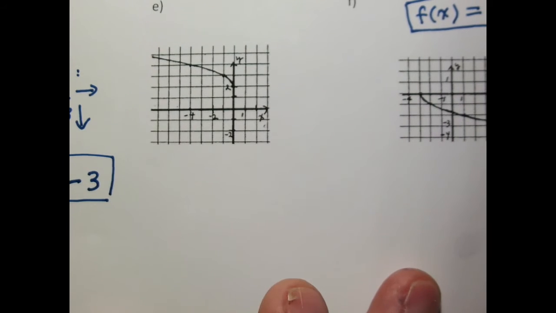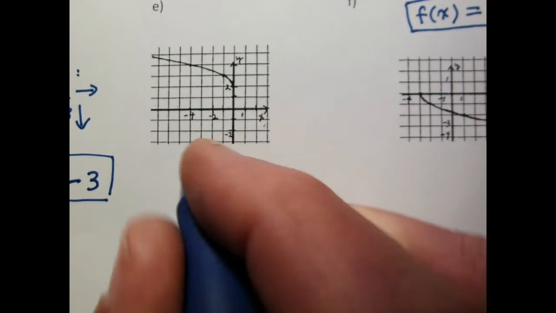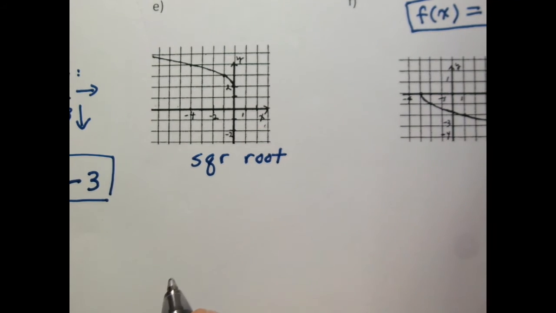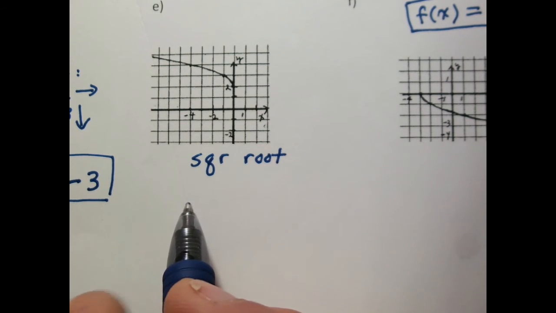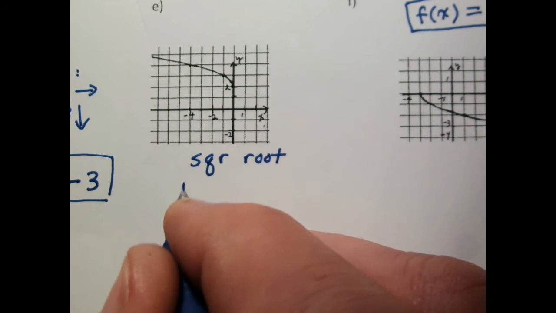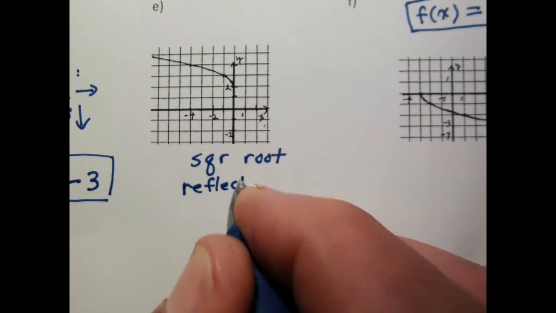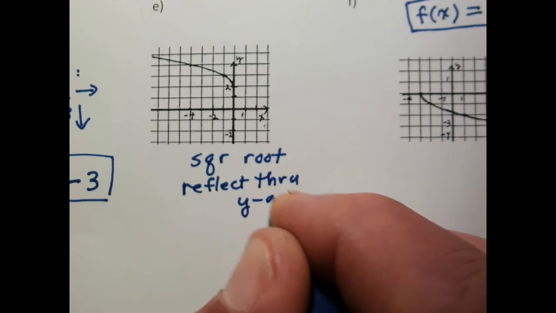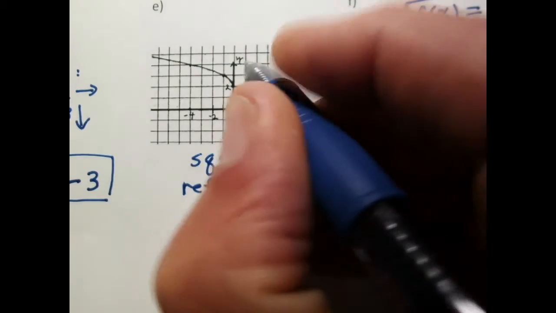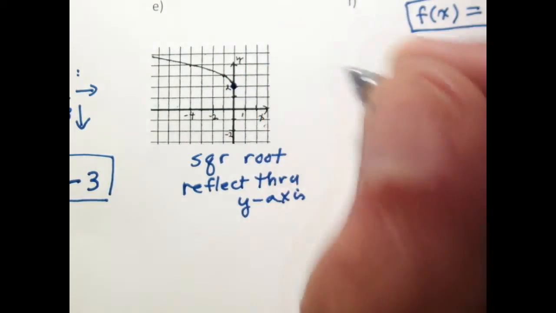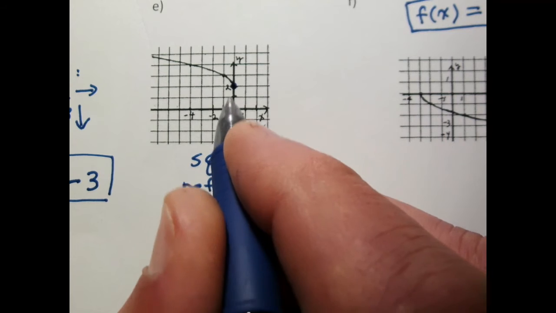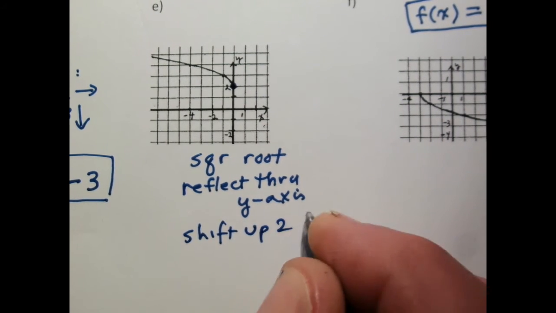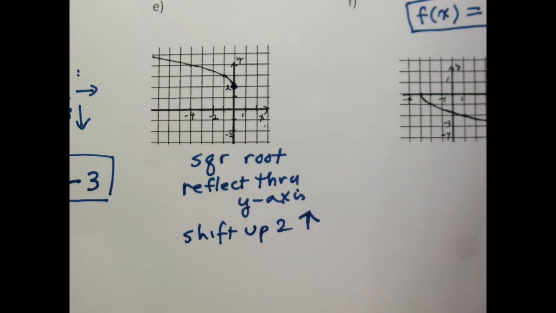Okay, E. Okay, looks like square root. Oof, I hate the square root ones. Okay, it's square root. And it looks like I did a reflect through the y-axis. And, you know, again, that initial point always seems to start at 0, 0. So it looks like I've also done a shift up of 2 units.